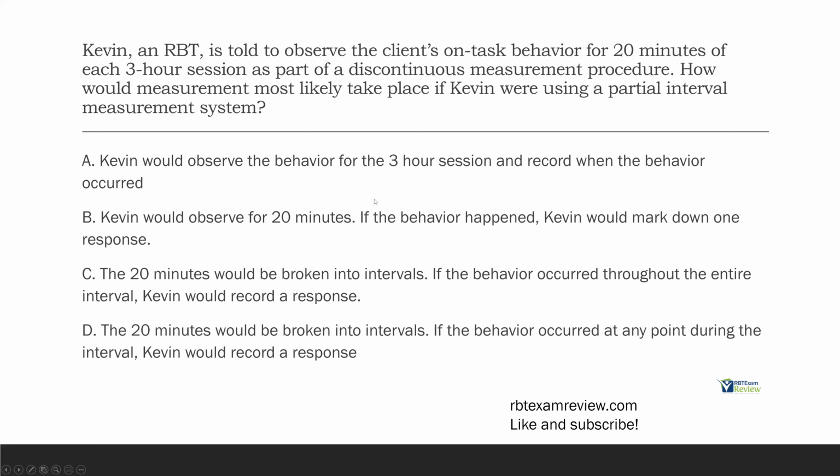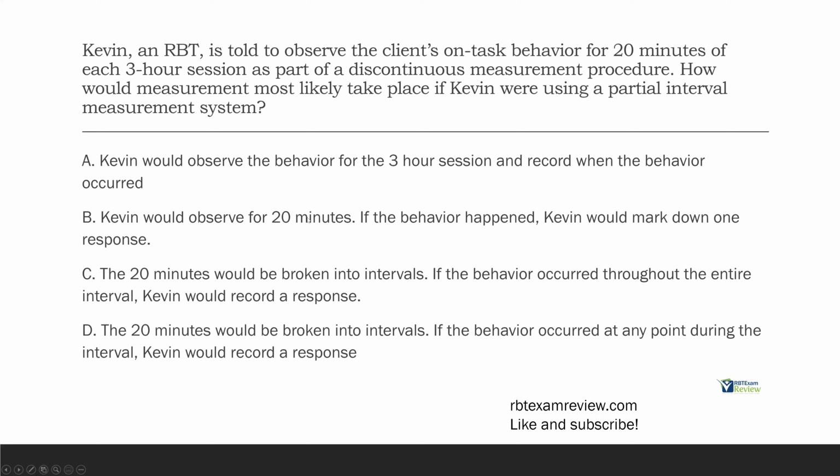A, Kevin would observe the behavior for the 3-hour session and record when the behavior occurred. Now, why is this wrong? Well, we were looking at a discontinuous measurement procedure here. If Kevin takes behavior data for the entire session, that's going to be continuous measurement, and that's not what we're looking for. A is out.